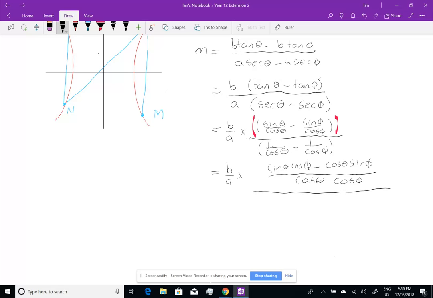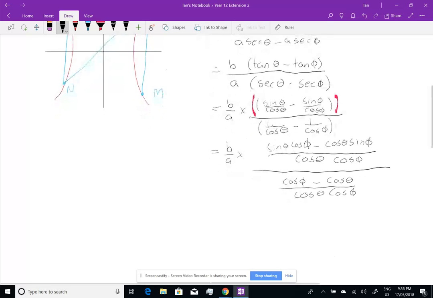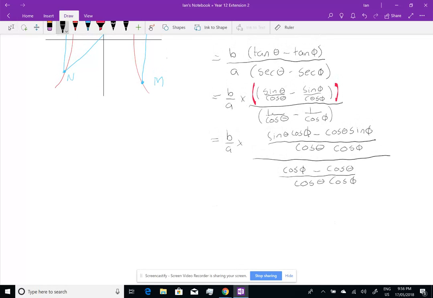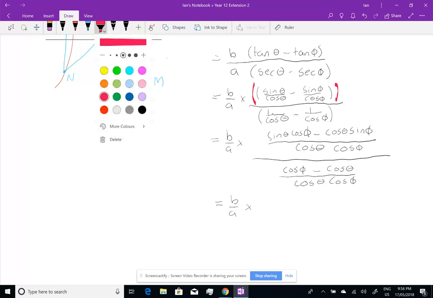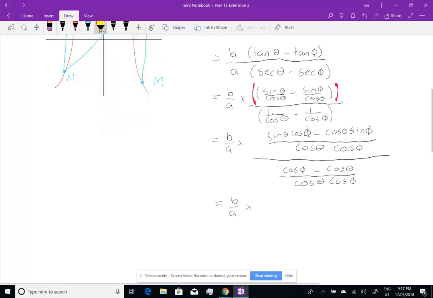On the bottom, I'm going to do the same thing. So I'm going to get cos phi minus cos theta all over cos theta cos phi. Now, when we divide by fractions, we multiply by the reciprocal. So let's just write the top one. But let's have another look at the top one. What can we do with that top one? Let's just have a look at what this is here.